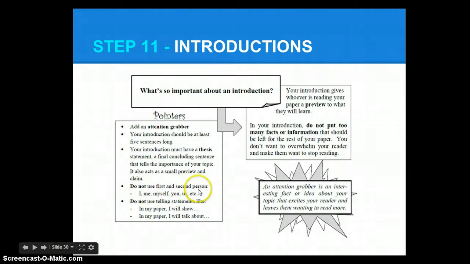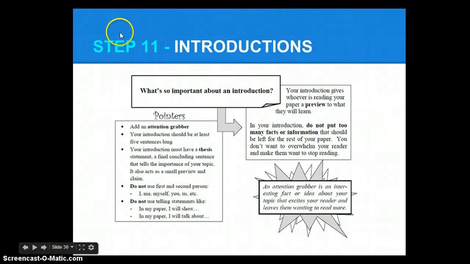Again, don't use first and second person, and also avoid telling statements like, in my paper I will show, or I will talk about. Again, that's using first person point of view. Even if you said, in my paper the reader will learn, you want to avoid that too because it's a telling statement, not a showing statement. You just want to go ahead and present your information. This becomes cliche as well, so you want to avoid that.